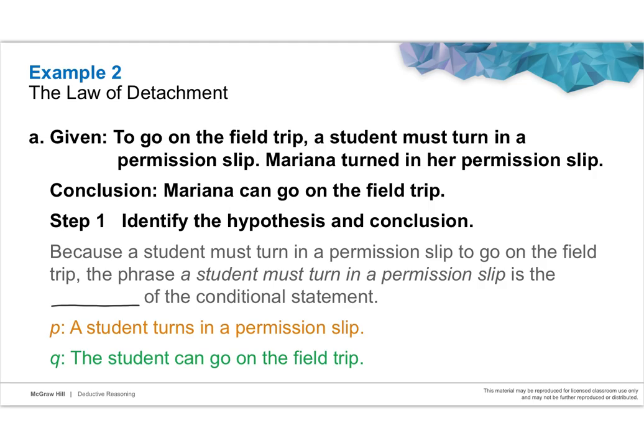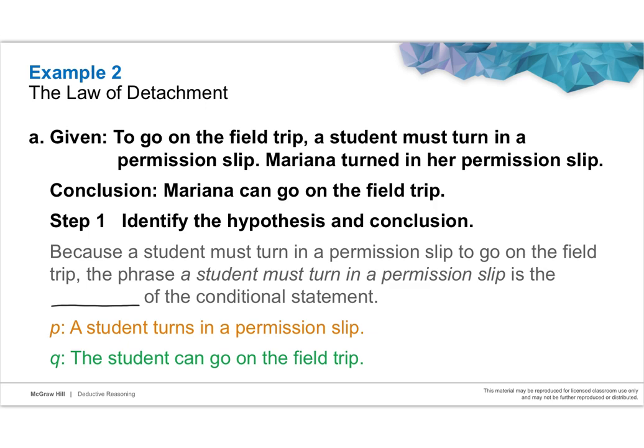So scenario A is saying, to go on the field trip, a student must turn in a permission slip, and Mariana turned in her permission slip. Our conclusion is that Mariana can go on the field trip. We want to know if this is a valid conclusion or not.